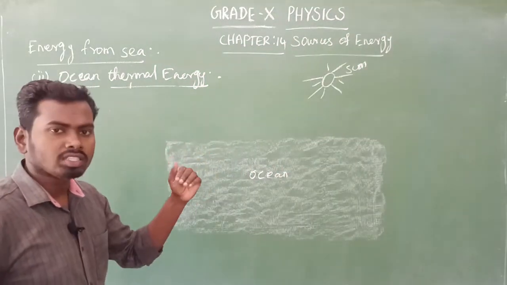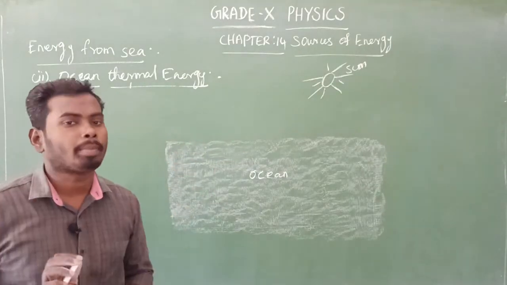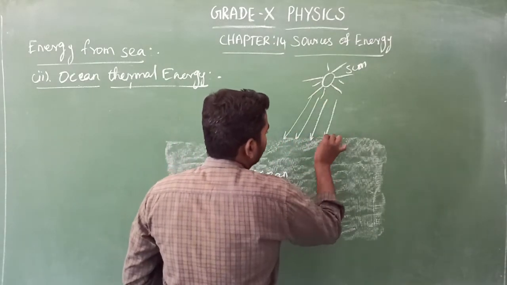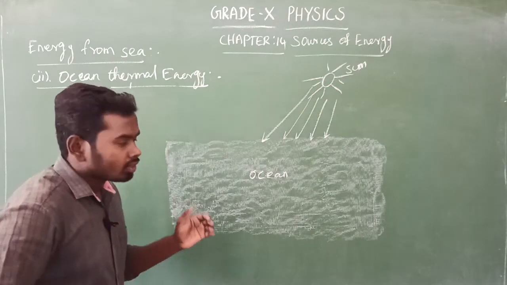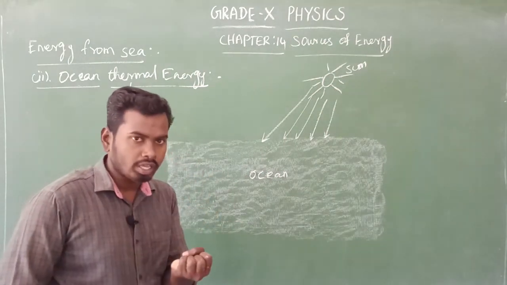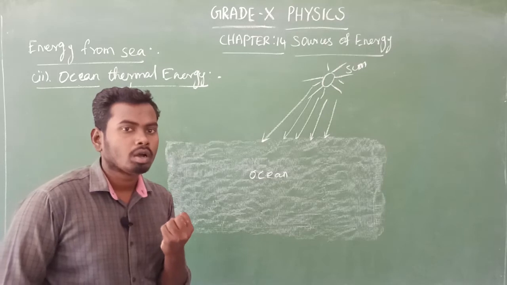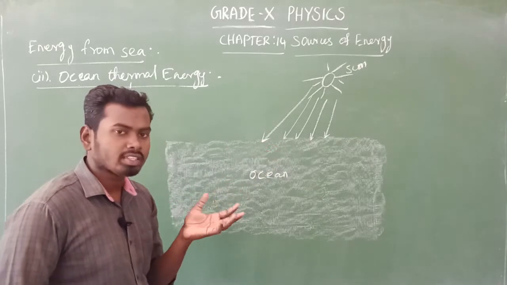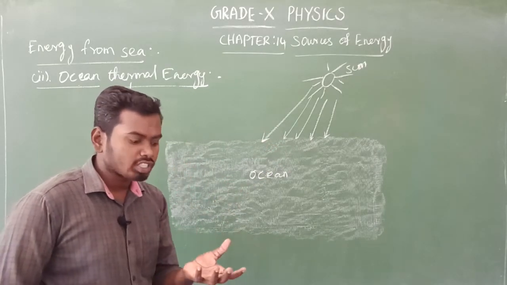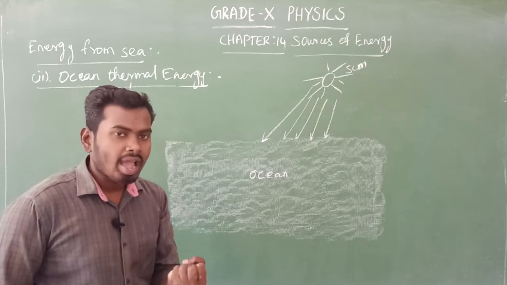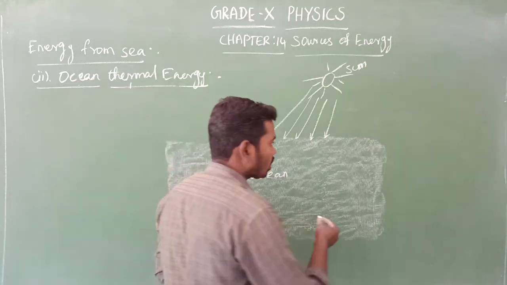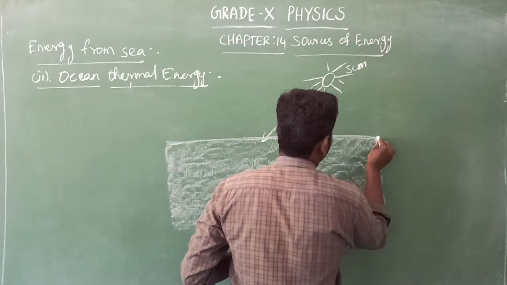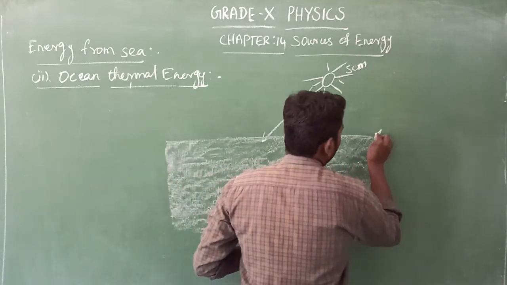When sunlight falls on the surface of the ocean water, what will happen? The surface of the ocean water absorbs the sunlight and becomes warm, which means hot. So the surface water becomes warm.